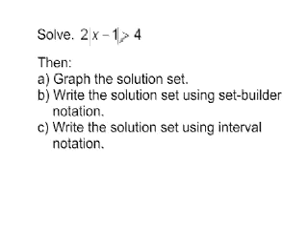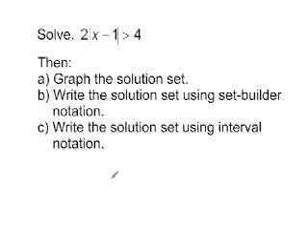Solve the inequality 2 times the absolute value of x minus 1 is greater than 4. Then A, graph the solution set. B, write the solution set using set builder notation. C, write the solution set using interval notation.